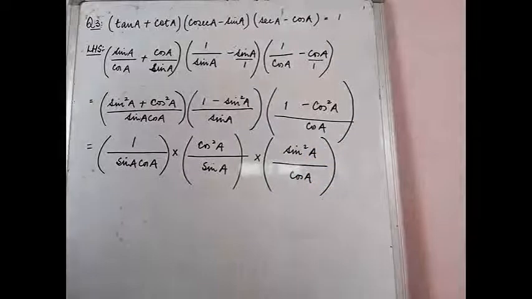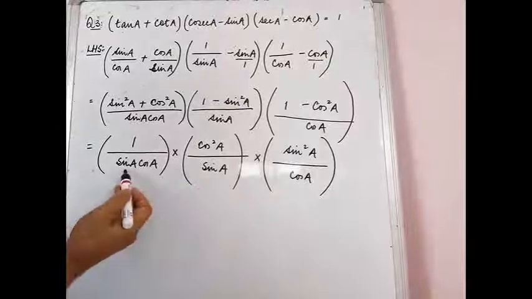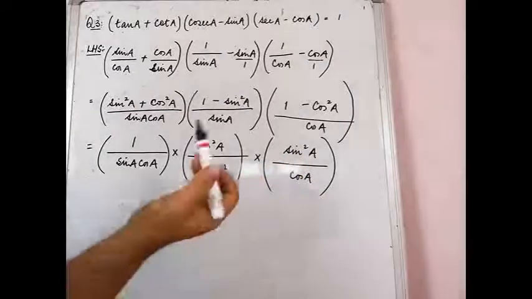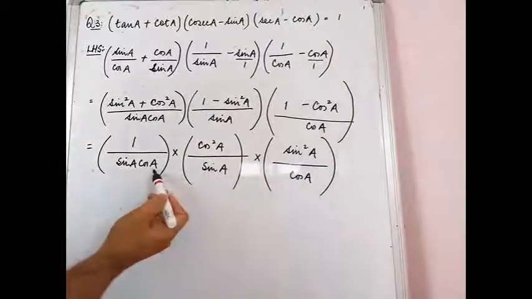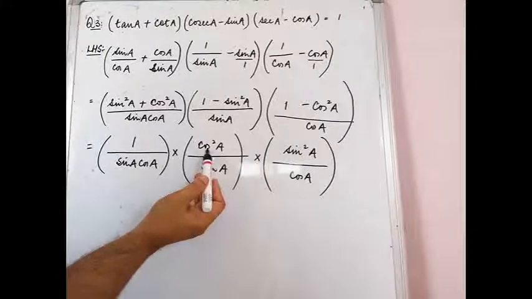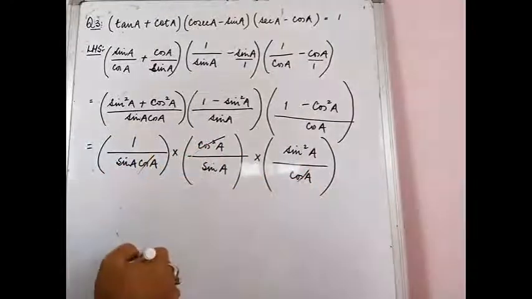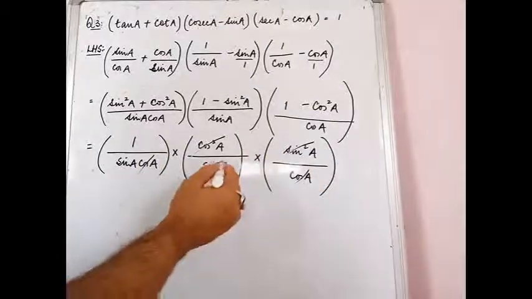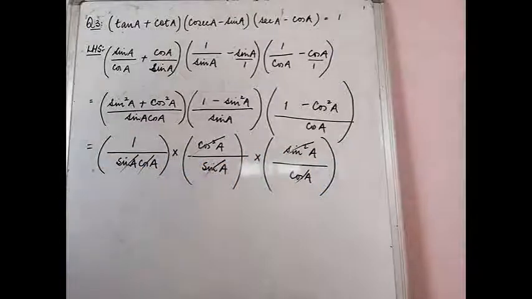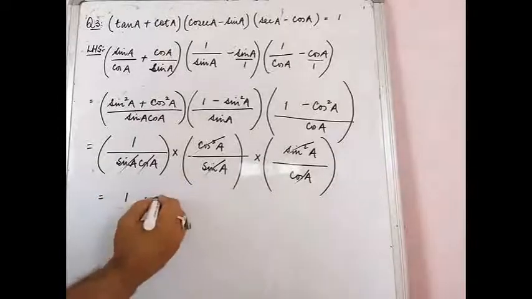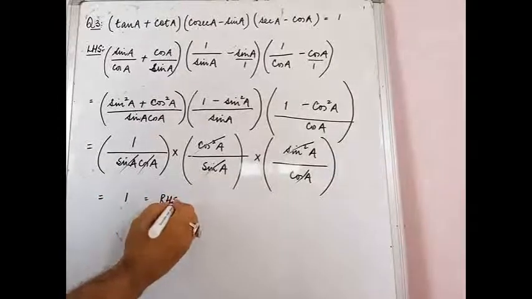Now it is all solved. As you can see, there are 2 sines present in the denominator, there are 2 sines in the numerator. Similarly, there is cos A into cos A in the denominator, and you have cos square A in the numerator also. So this cos square A gets cancelled with cos and cos. Similarly, these 2 sines can be cancelled with these 2 sines. So essentially what you have is equal to 1, which is equal to your right hand side.